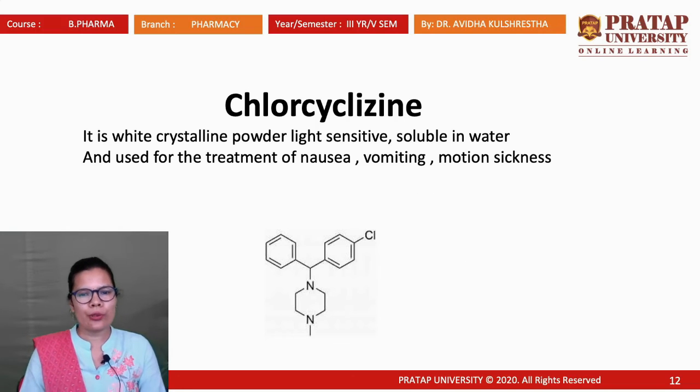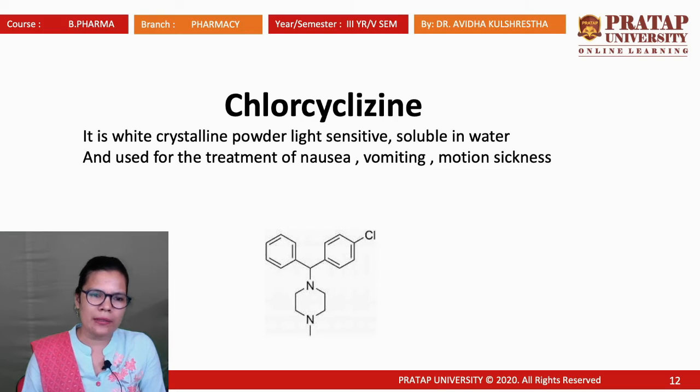The next is chlorocyclazine. Chlorocyclazine is another derivative which we can use as an antihistamine. It is also able to cure nausea, vomiting and motion sickness. When you wish to remember the structure of this drug, just remember 3 rings in the structure: 1 benzene, 1 chlorophenyl, and 1 piperazine ring with methyl, which combinedly form chlorocyclazine.